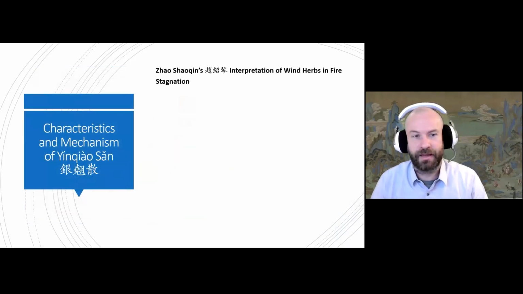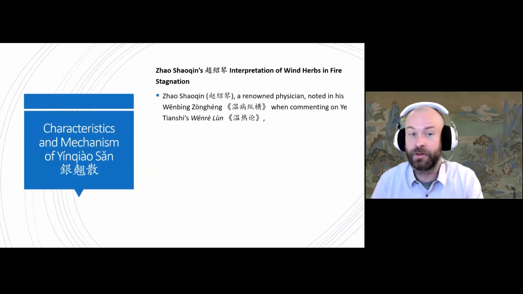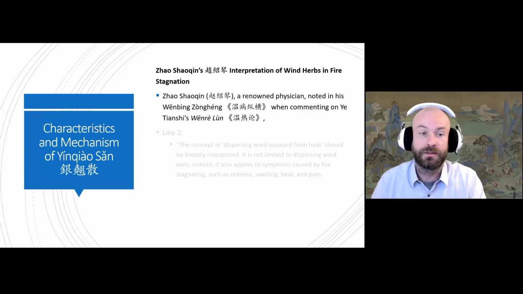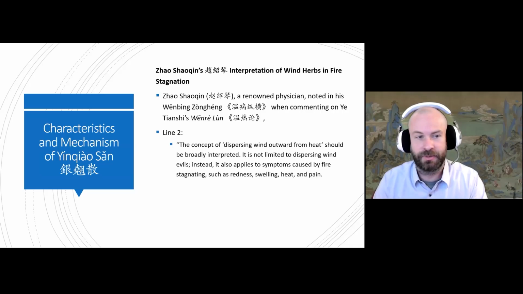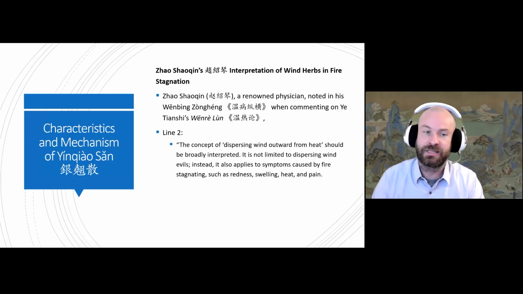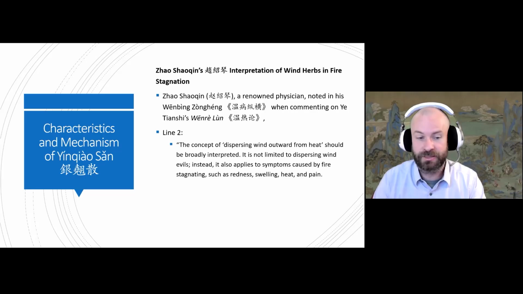He talks a little bit about his interpretation of wind herbs in fire stagnation. He comments a little on the second line of the Wen Rulun, where he says this concept of dispersing wind outward from heat should be broadly interpreted. It is not limited to dispersing wind evils. Instead, it also applies to symptoms caused by fire stagnating, such as redness, swelling, heat, and pain.